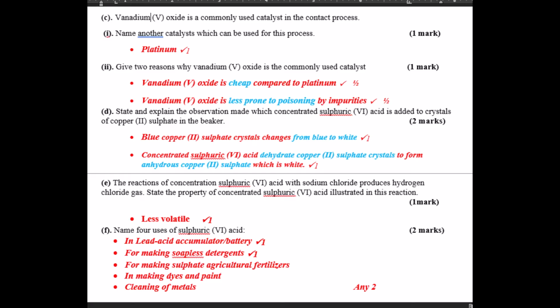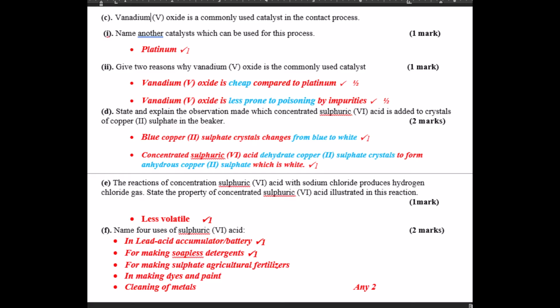Okay, with part E, the question is asking for the property of concentrated sulfuric(VI) acid that is portrayed when you have sodium chloride mixed with concentrated sulfuric acid. In this case, we say concentrated sulfuric acid is less volatile, and being less volatile, it's able to displace more volatile acids from their salts. Like from sodium chloride, you get hydrogen chloride gas.